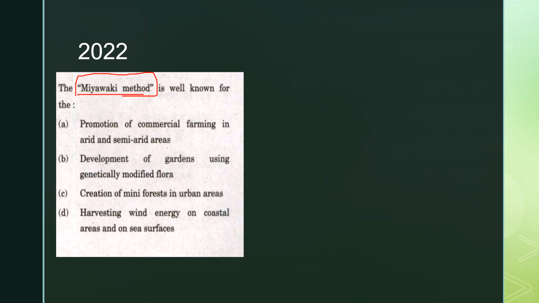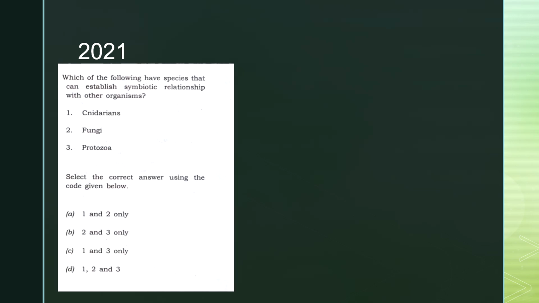So the Miyawaki method is well known for the promotion of commercial farming in arid and semi-arid areas, development of gardens using genetically modified flora, creation of mini forest in urban areas, harvesting wind energy on coastal areas and on sea surface. Answer is C. This question: which one of the following have species that can establish symbiotic relationship with other organisms? Cnidarians, fungi, protozoa. Select the correct answer using the code given below. Answer is 1, 2, and 3.